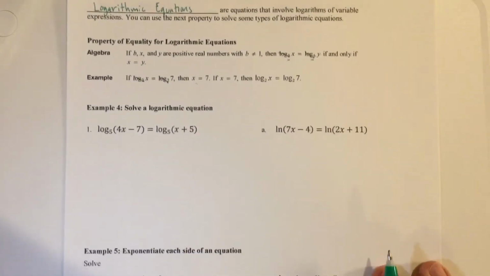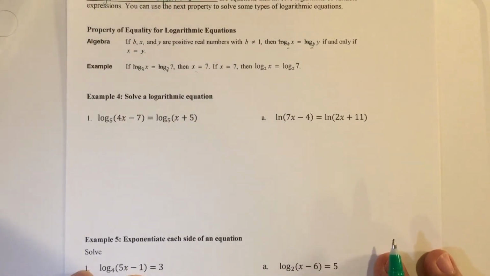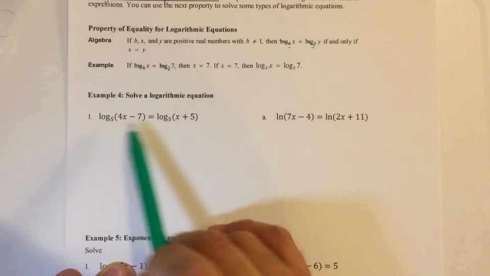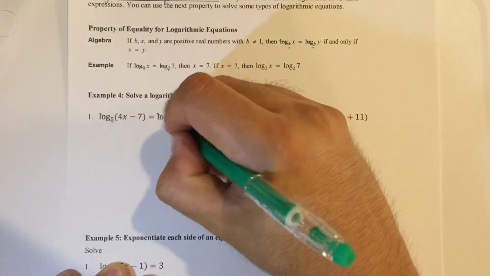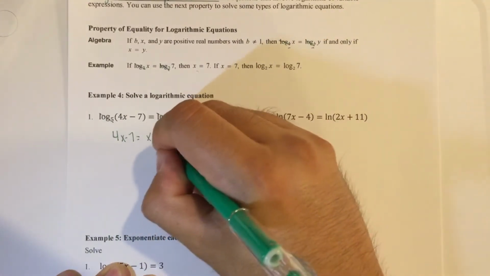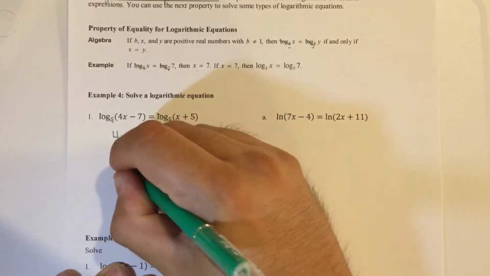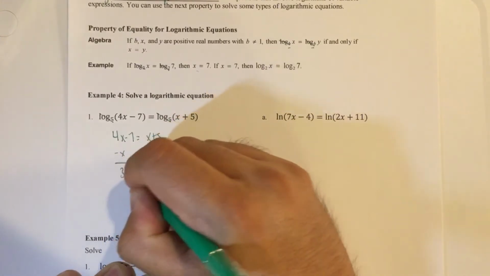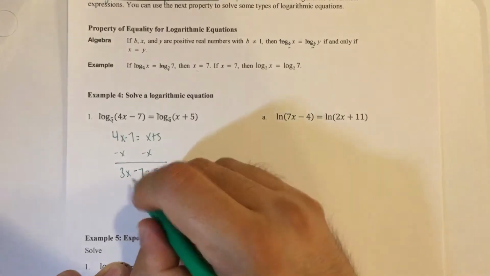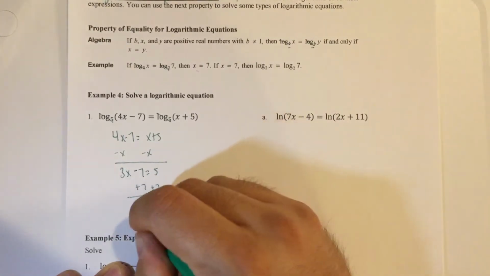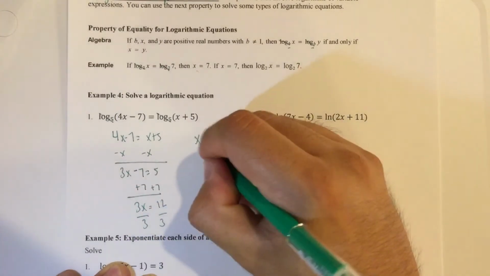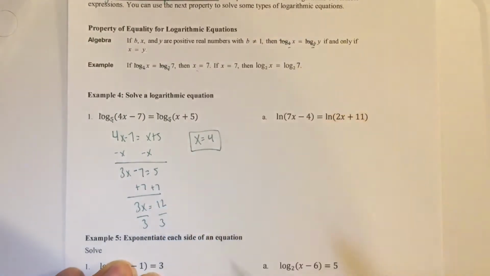All right, so let's take that property and apply it to number 1, letter A. So I have a logarithm equals a logarithm, and they have the same base. So I can cross this out, and I'm going to solve the argument. 4x minus 7 equals x plus 5. I like to bring my variables to the left side, so I'm going to subtract x. Now I'm going to move my constant to the right, so I'm going to add 7. So 3x is equal to 12, divide by 3, and x is equal to 4.